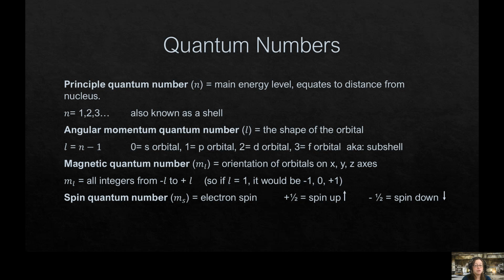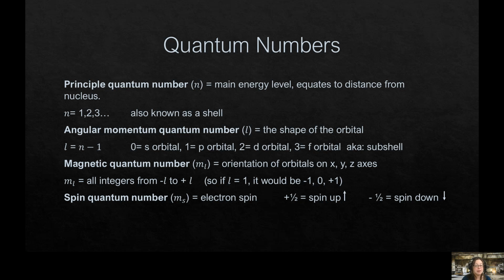Magnetic quantum number tells you the orientation of the orbitals within the subshell on the XYZ axes. We're going to see a picture of these in just a second, and they can be around the x-axis, the y-axis, the z-axis, and in the case of the shells that have lots of different orbitals, it can actually be between them. Okay, so like on diagonals.